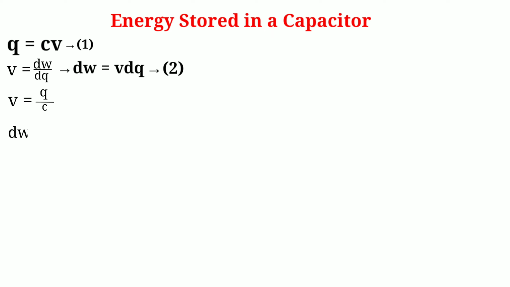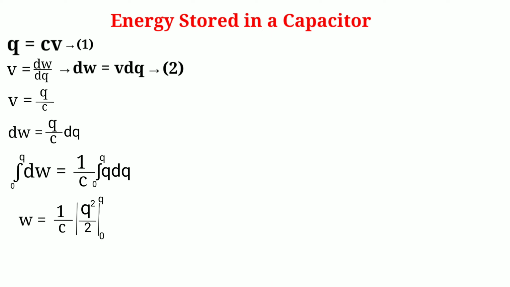So, dW = (Q/C) dQ. Apply integration on both sides with the limits 0 to Q. So, integration 0 to Q of dW = 1/C times integration 0 to Q of Q dQ. Here, capacitance is constant, so I have taken this out of the integration. Now, integration 0 to Q of dW is W.